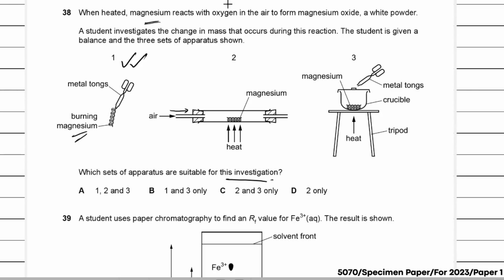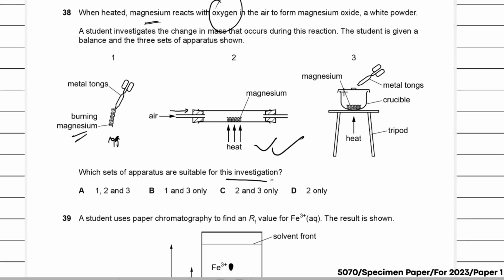Now we have to realize one thing. We're trying to react the air with magnesium. So we're just definitely not going to light it up directly, right? So option 1 alone is not going to be an answer. But it's still an answer, so we're going to consider it. But for number 2, we've got heating, and we've got air that's flowing in. So this is definitely one of the answers.